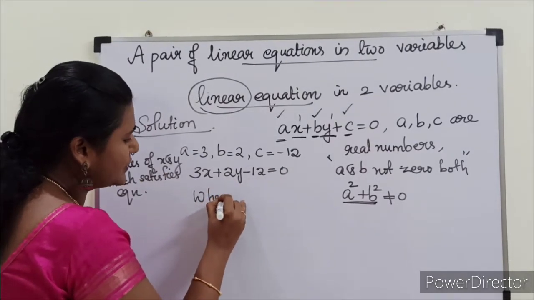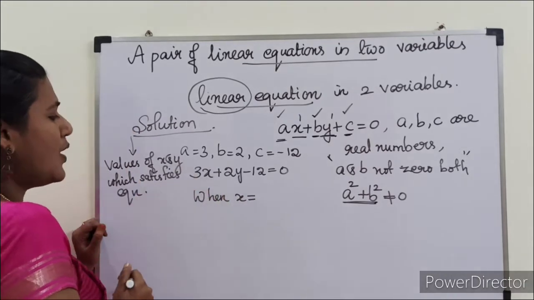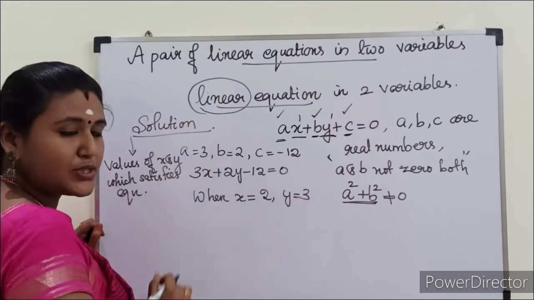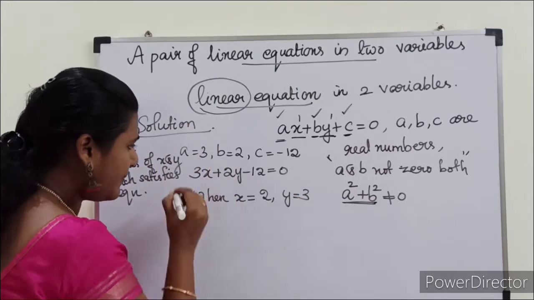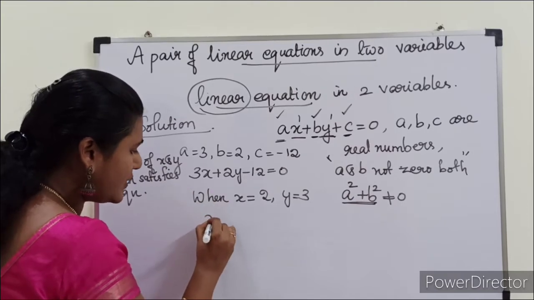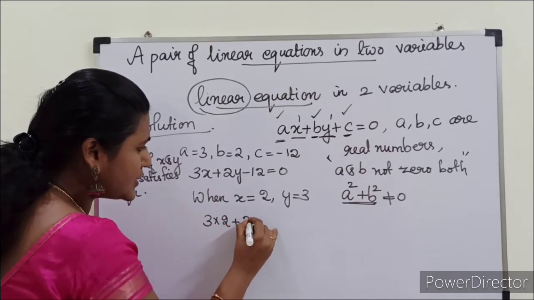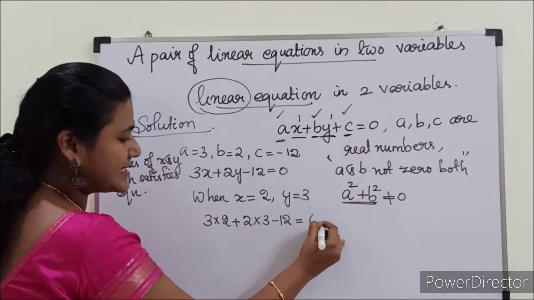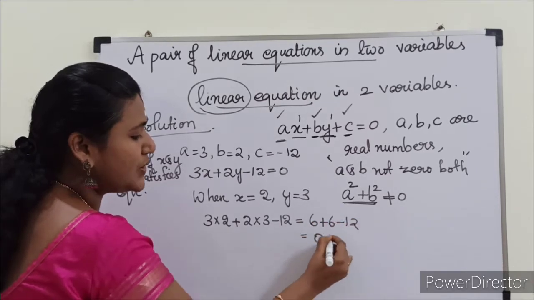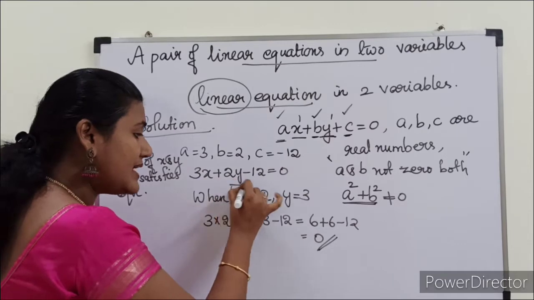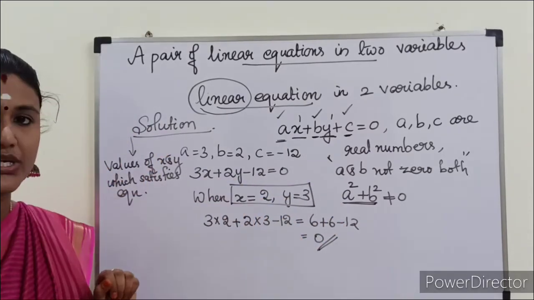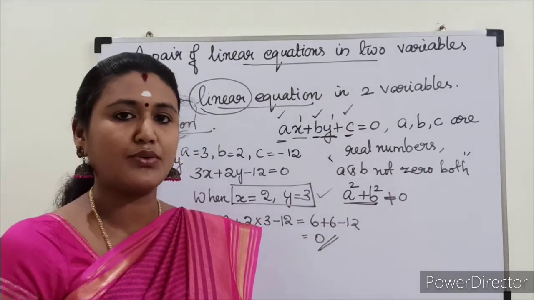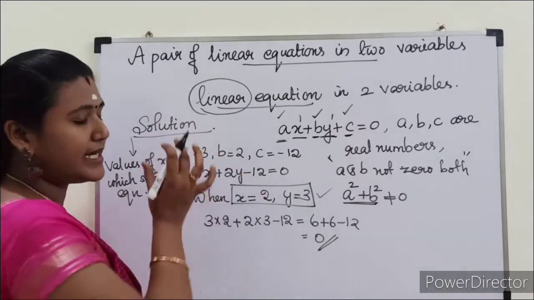We will choose some values here. We will take x equal to 2 and y equal to 3. We will take the left side and simplify. When you substitute these values, that is 3 into 2 plus 2 into 3 minus 12, when you simplify, we get 0 as the answer. 6 plus 6 minus 12 is equal to 0. That means these values satisfy this equation. So, we can call x equal to 2 and y equal to 3 a solution of this linear equation.